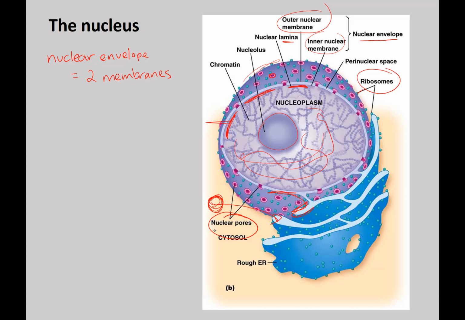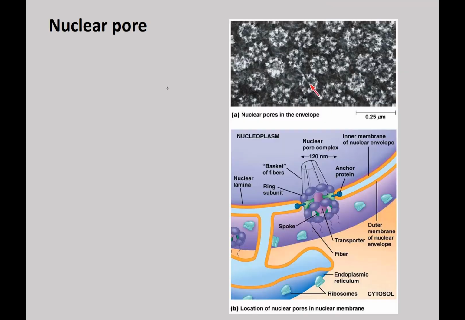When we get into Unit 3, we'll talk about the cytoskeleton, and you'll learn that there are cytoskeleton fibers that attach to the nucleus to hold it in place in the cell. Okay, nuclear pores. This is the way things get in and out of the nucleus.